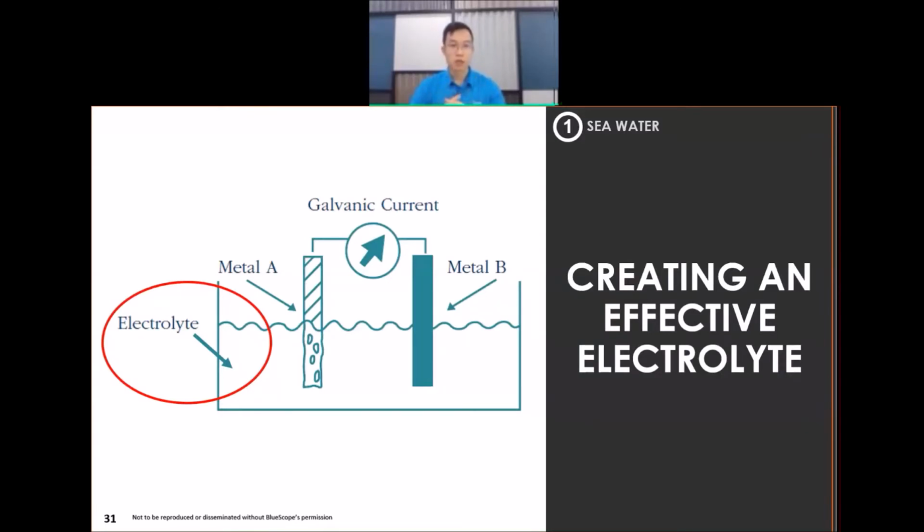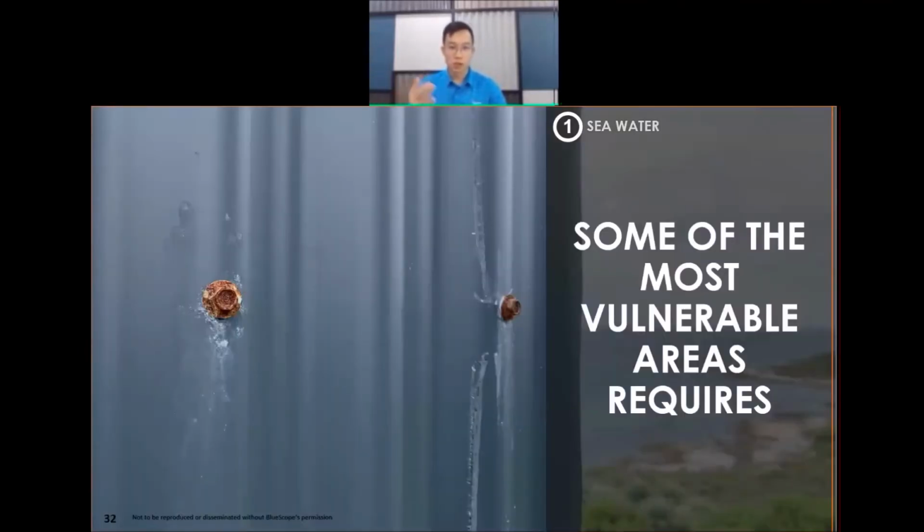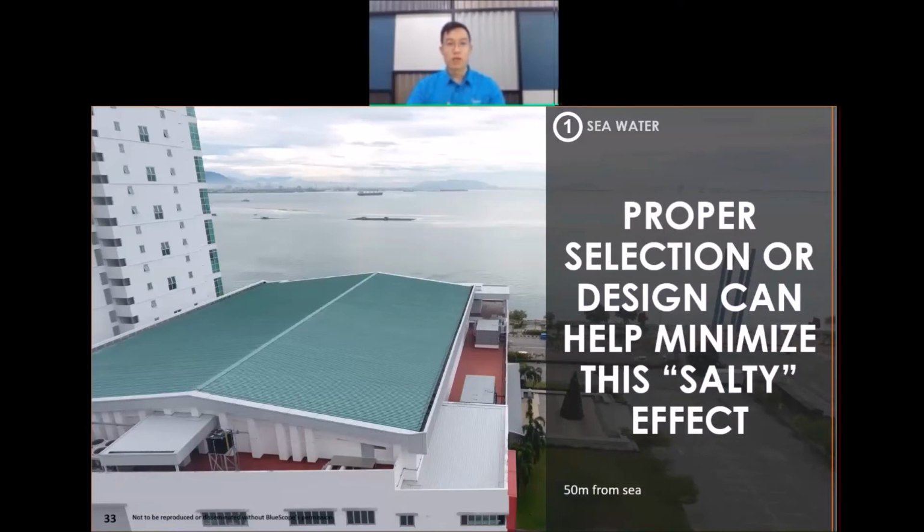So in the context of coated steel, this electrolyte or salted surface will actually promote reaction between the steel as well as whatever is protecting it, which is the galvanic coating. Okay. And of course, not just roofing will be affected. Some other components that are more vulnerable to seawater will actually fail first. So of course, in order to prevent these vulnerable areas from showing failure, you actually need to have a proper selection or design that can minimize this salty effect.